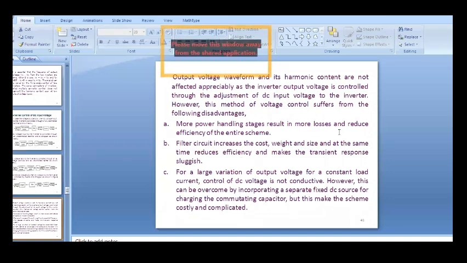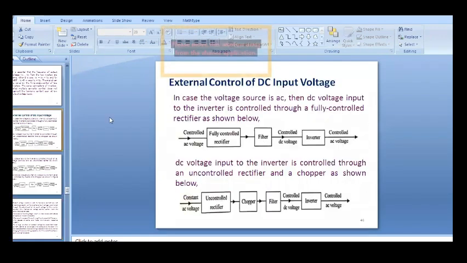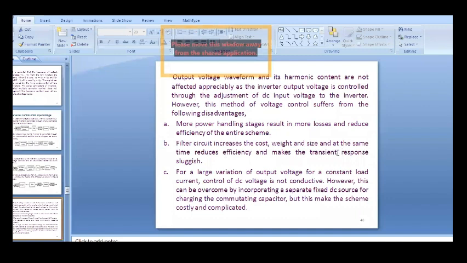So thereby results to reduce mode loss and mode efficiency. See, already I have discussed this thing with you. The filter circuit increases the cost, weight, size, and at the same time reduces the efficiency and makes the transient sluggish. Obviously it will be generic. So thereby you can incorporate it in the circuitry, but finally you suffer from these disadvantages or demerits.